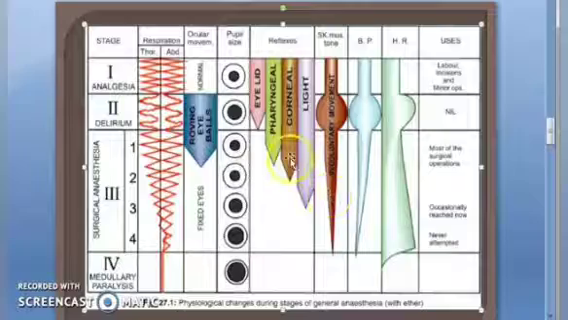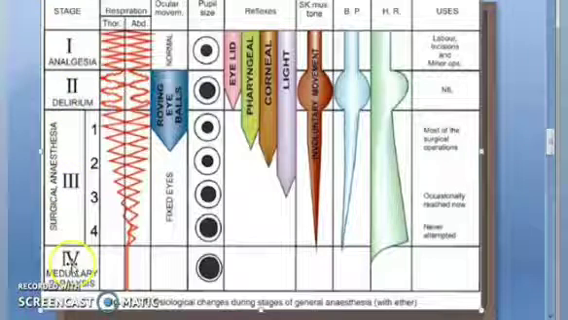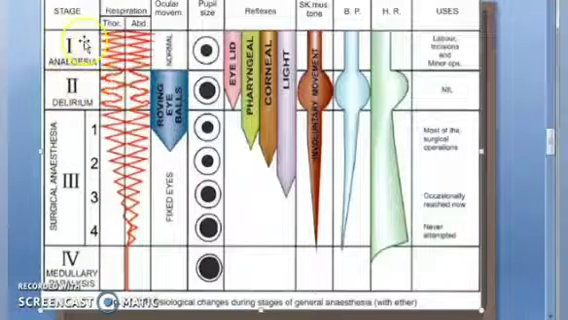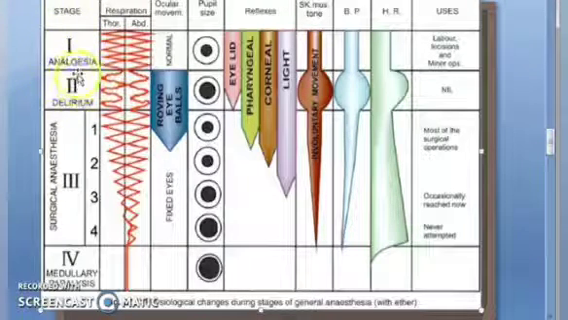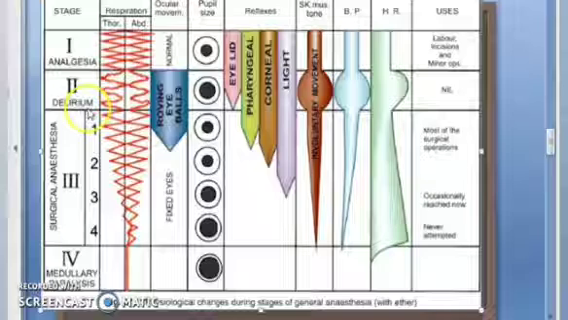So these are the stages of anesthesia. You should know these stages. See here, stage 1, stage 2, stage 3, stage 4. Stage 1 is analgesia, so the person will lose the pain sensation. Then you have stage 2, that is delirium. It is the stage of excitement actually.